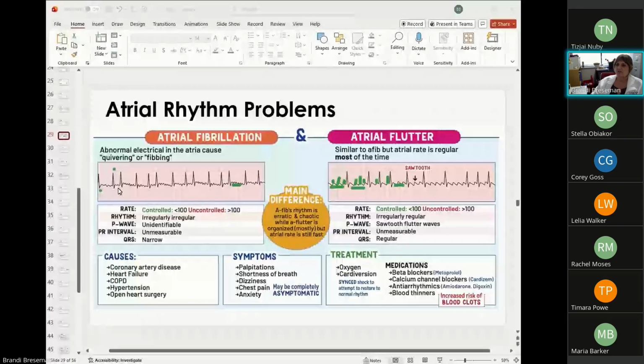Because if we cardiovert them and there's a clot sitting in that atria, and we convert them back to sinus rhythm, and that atria contracts like it's supposed to in sinus rhythm, it will kick that clot out. If that clot was sitting in the right atria, that clot's going into the right ventricle, and then where is that clot going? Your heart or the lungs? It's absolutely going to your lungs.